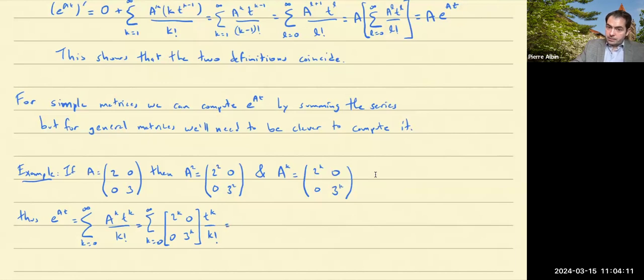So this would be sum k goes from 0 to infinity of 2 to the k, t to the k over k factorial, 0, 0, sum k goes from 0 to infinity, 3 to the k, t to the k over k factorial. And so this is e to the 2t, 0, 0, e to the 3t.